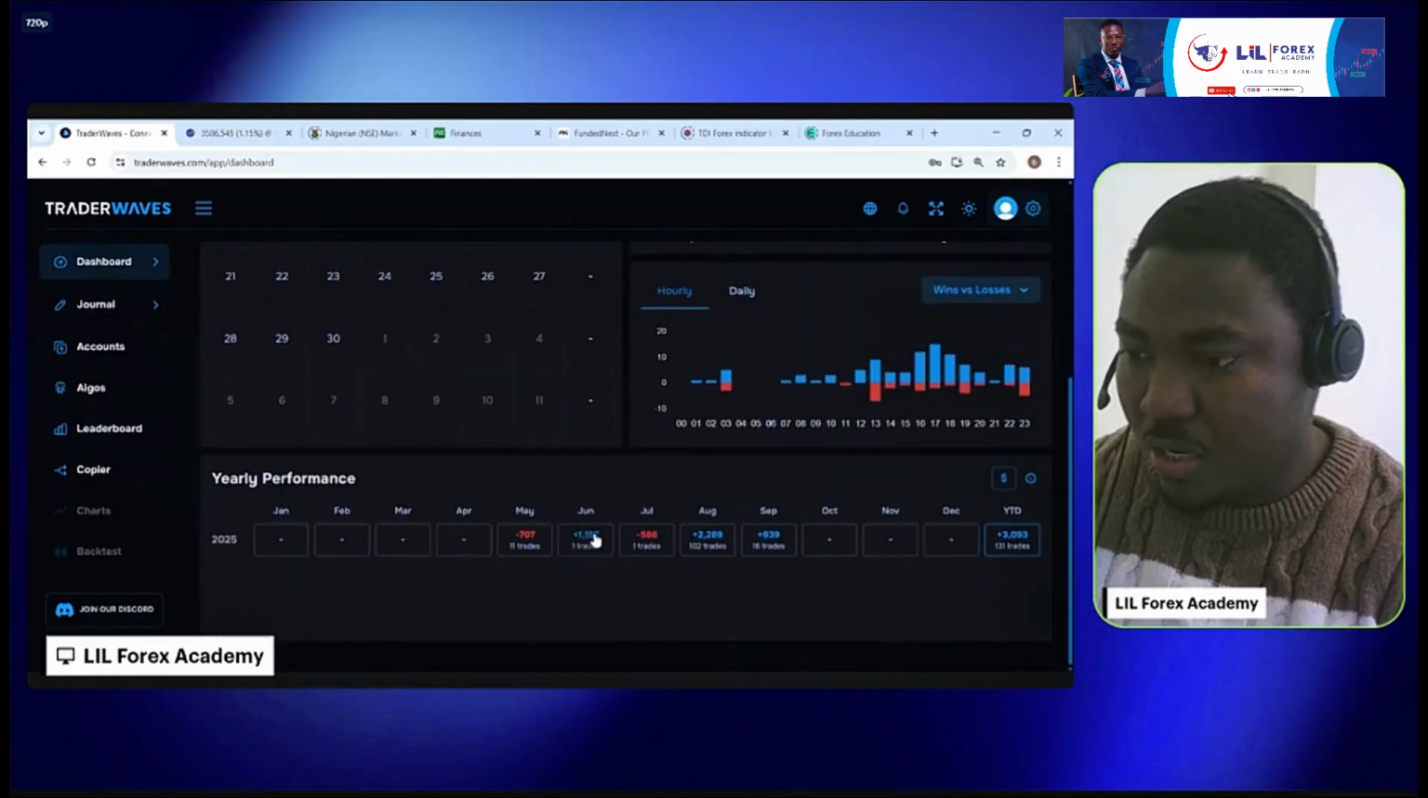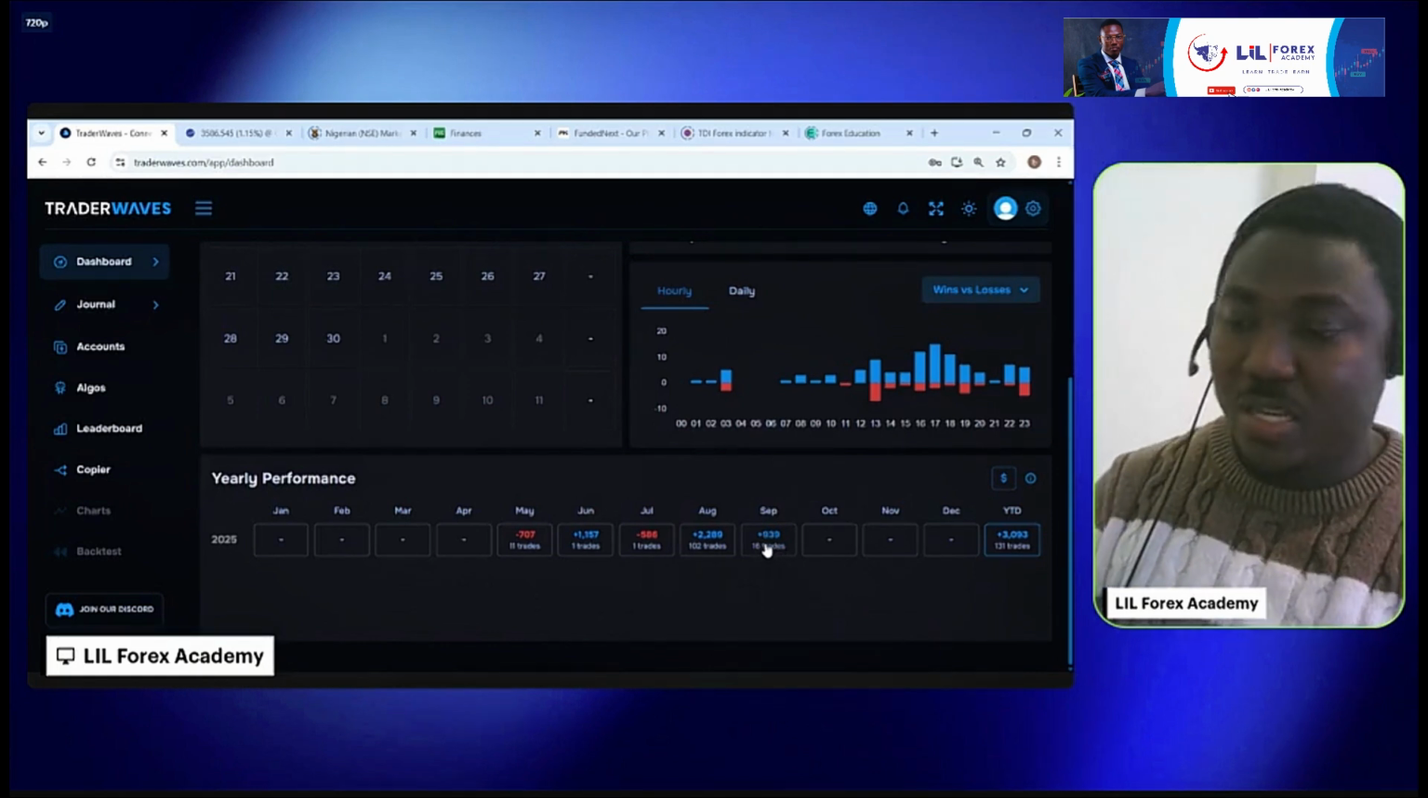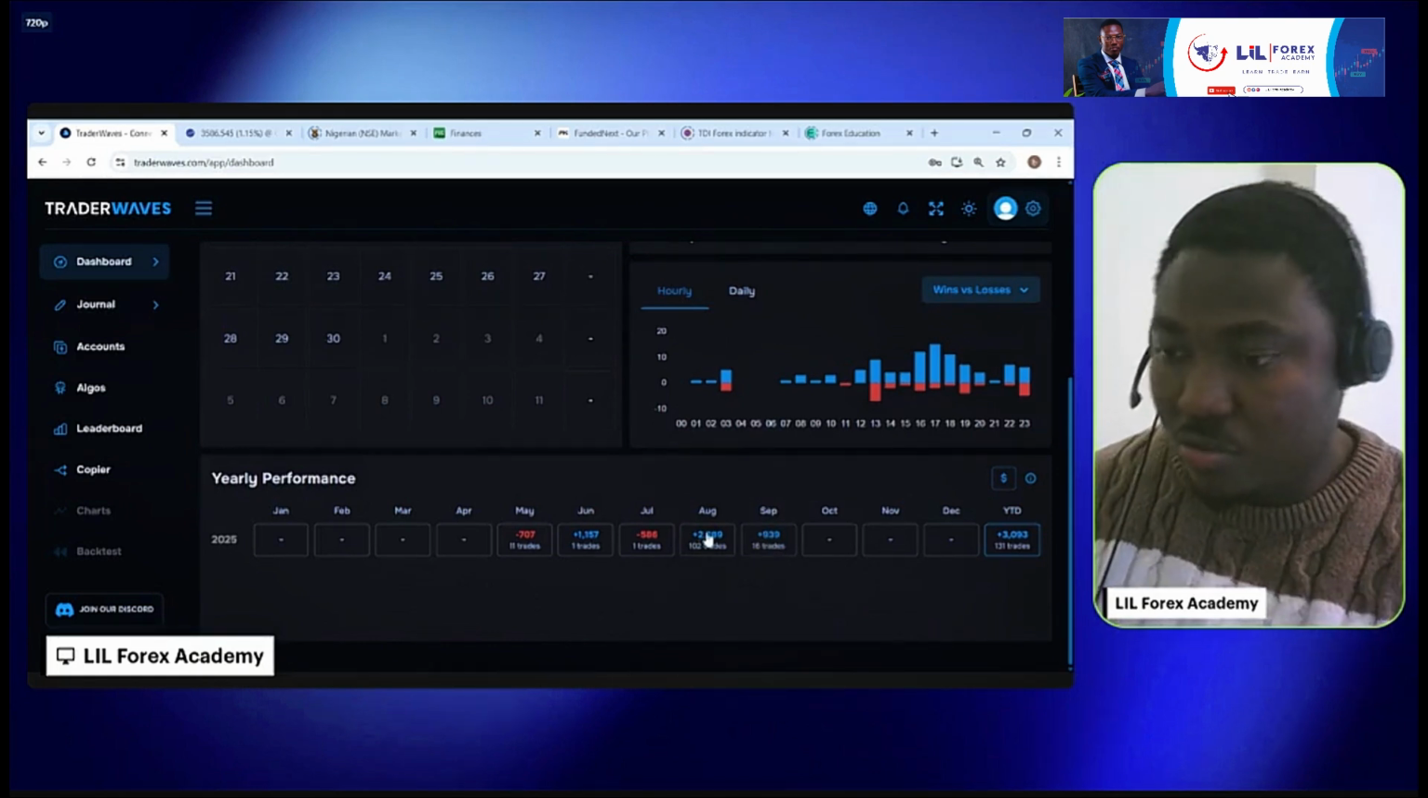All right, so as you can see, yearly performance: May minus 707 from 11 trades. In June, I only took one trade and I made 1,000. And July, one trade and lost 586. August, 102 trades. And September, 16 trades. So basically, I started trading fully on this account in August.